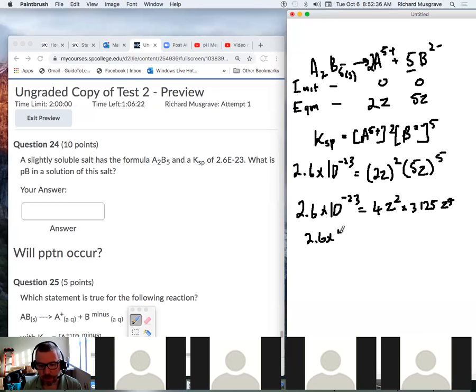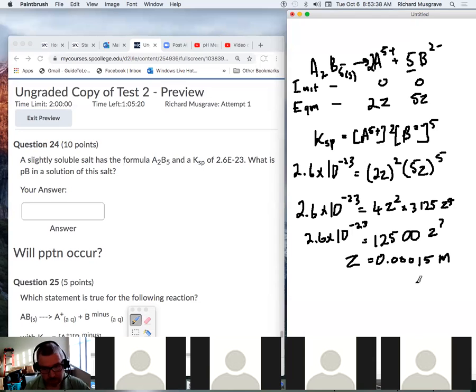And then I continue with that. 2.6 × 10⁻² is equal to 6 × 4, 12,500 z to the seventh. And I can solve for z then. And that would be taking the seventh root, so to the power of 1 divided by 7. And I get 0.00015 once I solve for z.